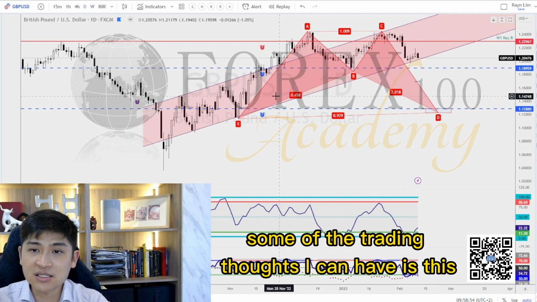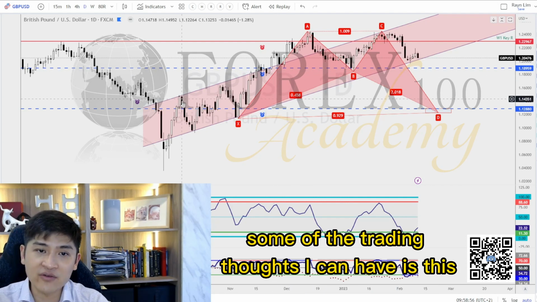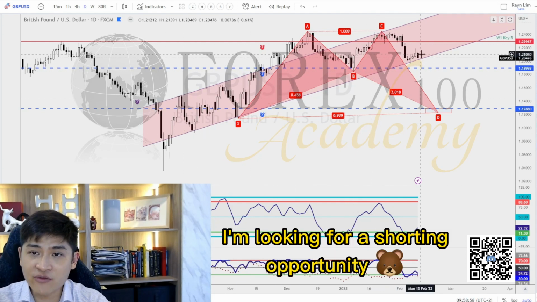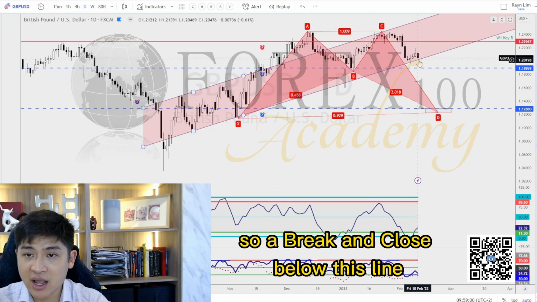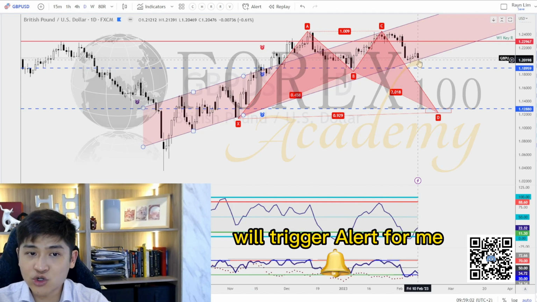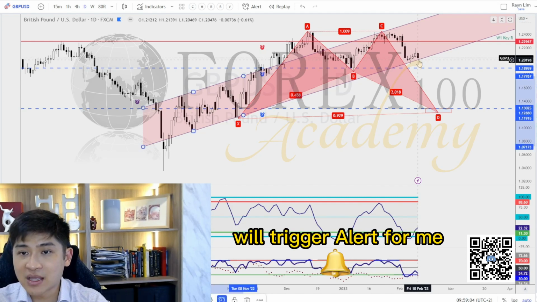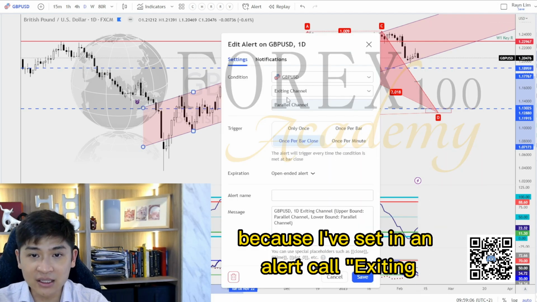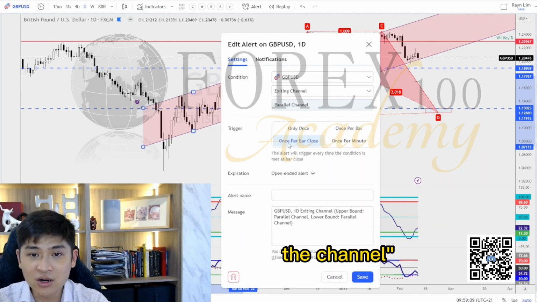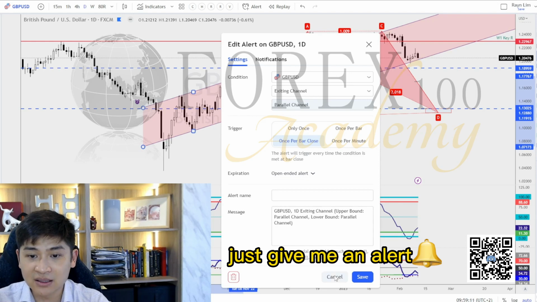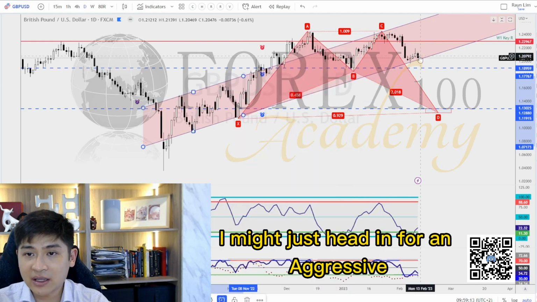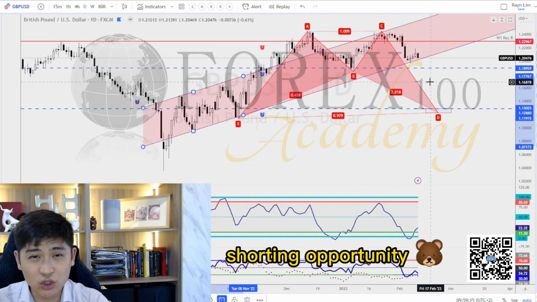All right, some of the trading thoughts I can have is this rising channel. I'm looking for a shorting opportunity, so a break and close below this line will trigger an alert for me because I've set an alert called exiting the channel. Once the bar closes, just give me an alert. All right, so when that happens, I might just head in for an aggressive shorting opportunity.